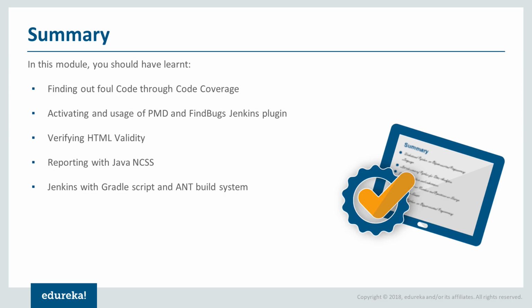Once you have gone through this module, you should have a good understanding of how to find out the code coverage, what exactly we mean by that, and how to use the Cobertura plugin, which is one of the most commonly used tools. We have Emma as well, but Cobertura I believe is the most commonly used tool when it comes to code coverage for Java. How do we activate and use the PMD plugin and FindBugs plugin for Jenkins and how to work with them? How do we verify the HTML validity? And we have seen in theory and in practice how to work with Java NCSS reporting.